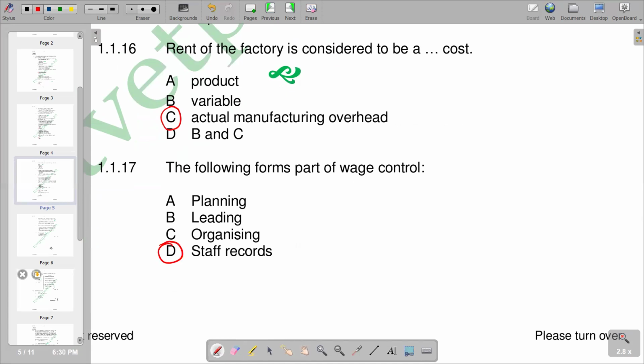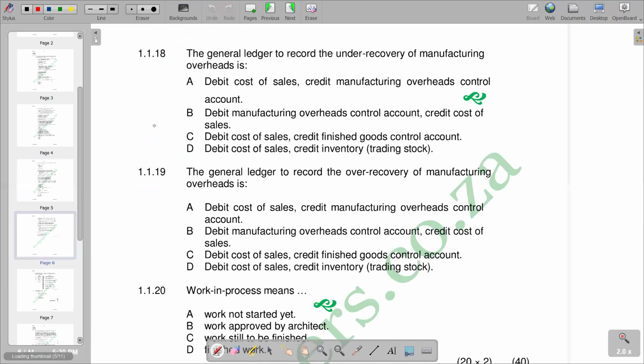Then we go to the next page whereby we go to 1.1.18. General ledger to record the under recovery for manufacturing overheads. We know that we are going to debit cost of sales and credit manufacturing overheads control. So basically we've got A.